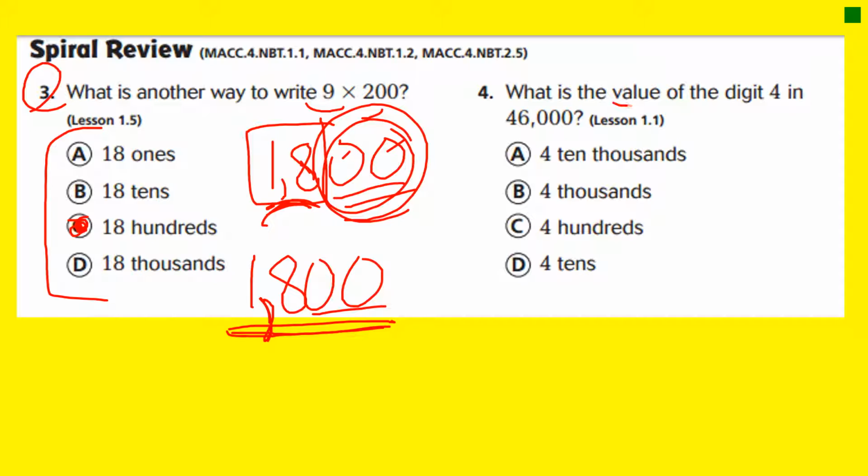What is the value of the digit? The value is how much the digit is worth. It's not the place value, okay? So the number is 46,000. The place value is the 10,000s place, but that's not what that 4 is worth. That 4 is worth 4 sets of 10,000, or 4 10,000s.